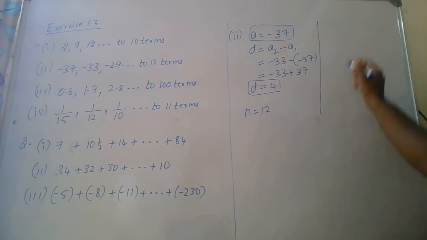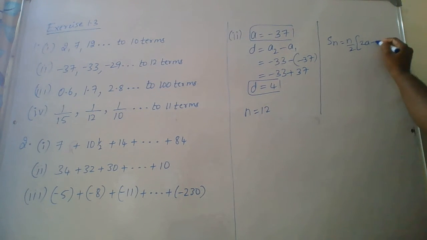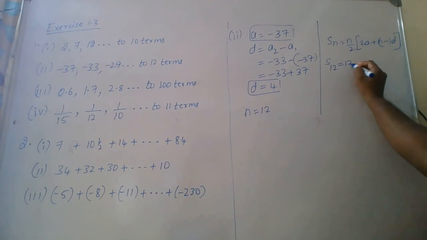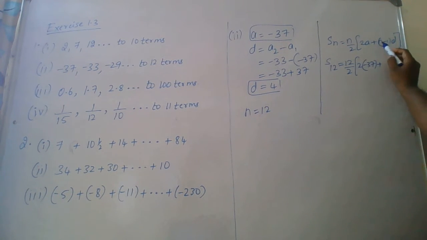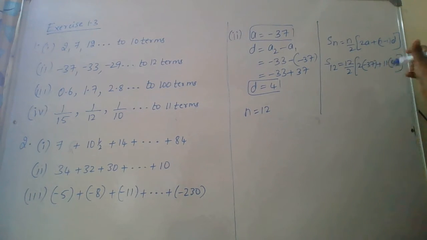So let's write the formula. Sn is N by 2 into 2A plus N minus 1 into D. That's the formula to calculate Sn. So N value is 12. S12 is equal to 12 by 2, 2 into A, which is minus 37, plus, let me do it directly. N value is 12. So 12 minus 1 gives you 11. So 11 into 4.